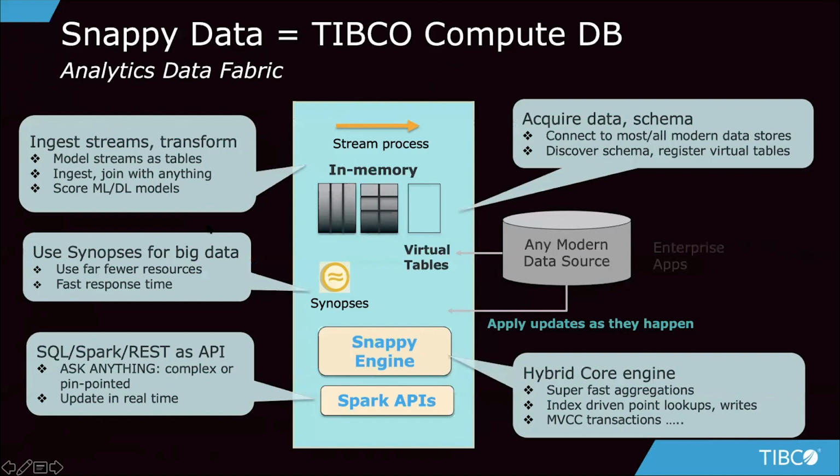So you can ingest streams into the engine. You can use these approximate queries to get a faster response time when you've got billions and billions of rows. You can access through the Spark APIs to access this engine. And inside the engine, it's super fast aggregations. It has this multi-version concurrency control, so you can be writing as well as reading at the same time, and it takes care of that.